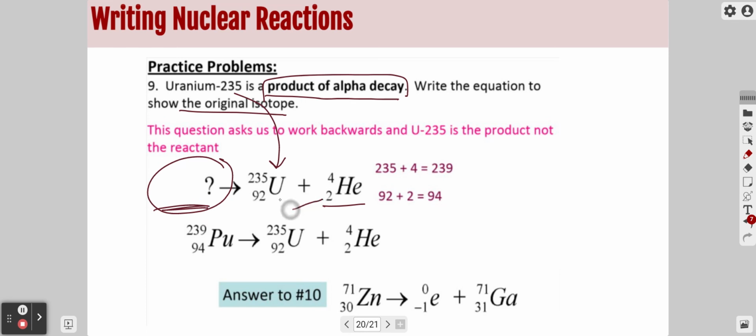Same principles exist though. Our atomic numbers have to add up on both sides. So here these both add up: 92 and 2 is 94. So our atomic number has to add up to 94 on this side. And our mass numbers 235 and 4 have to add up. So that's 239. So if we look up 94 on our periodic table, you'll see it's down at the bottom, and that's plutonium, which is Pu.